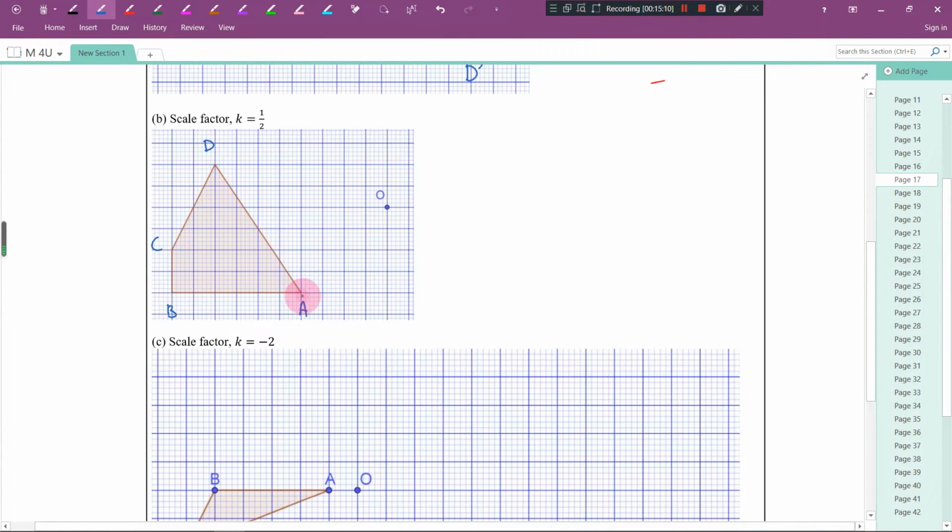Okay, let me get the image of this vertex first. 1, 2, 3, 4. 1, 2, 3, 4. Okay, so this is 4 and 4. Because the scale factor is 1 over 2, half, it will become 2, 2. 4 times 1 over 2, you will get 2. 4 times 1 over 2, you will get 2. 1, 2, 1, 2. Okay, so here will be the image for vertex A. Let me label it as A prime.